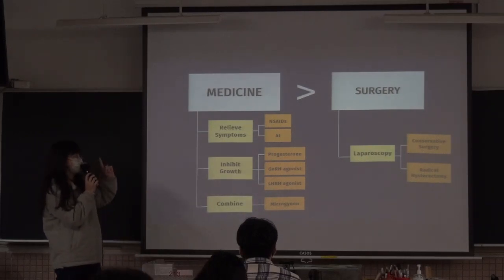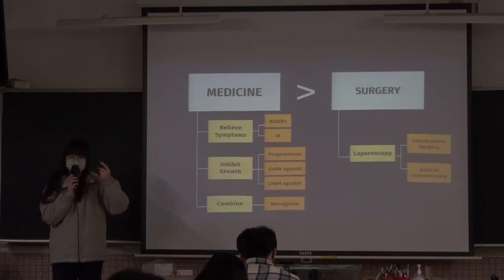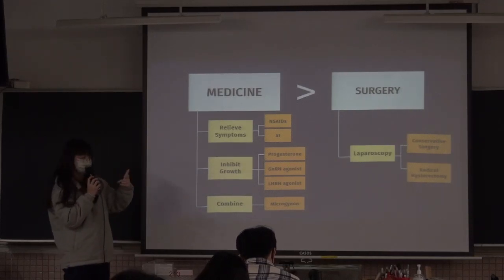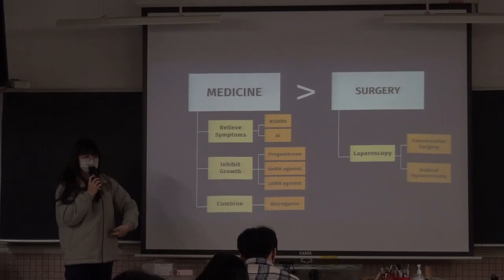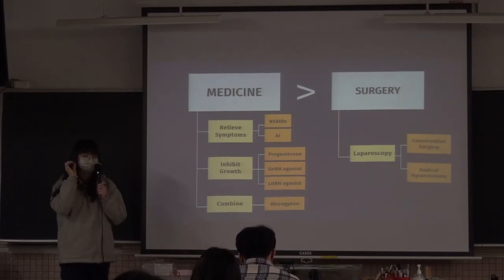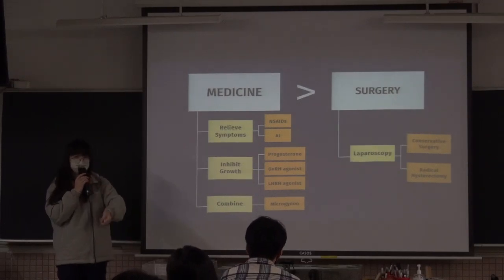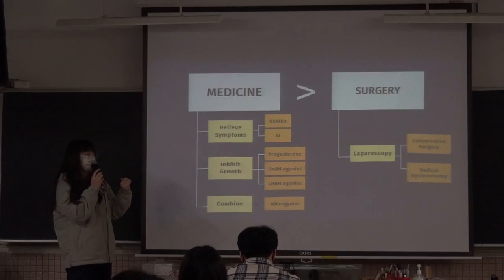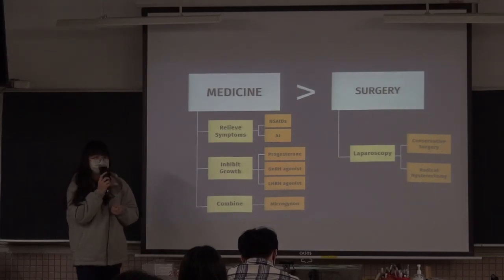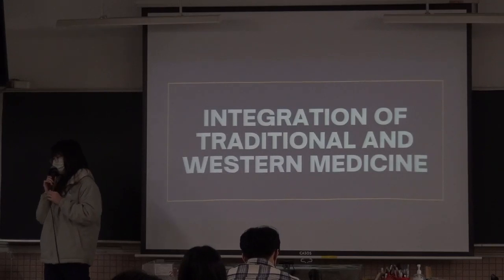And surgery has laparoscopy. It's like using a camera and a knife that looks like a needle, going inside your abdomen to resect the cyst. And it makes your cut very small, so the patient can recover faster. And the next one is integration of traditional and Western medicine.